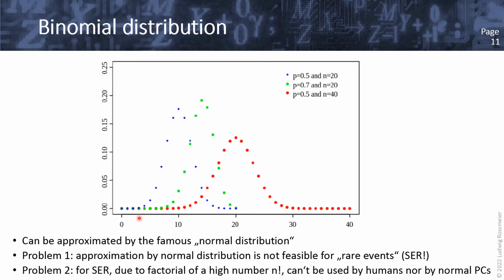The second problem is that for the soft error rate, we have a high number of cells, n, which are investigated. So that could be megabit or even more. And if we have to build the factorial of 1 million, that really can't be used by humans or even not by normal PCs, because the number range is not enough for such high factorials. That means we have to find something which is more feasible for computation.